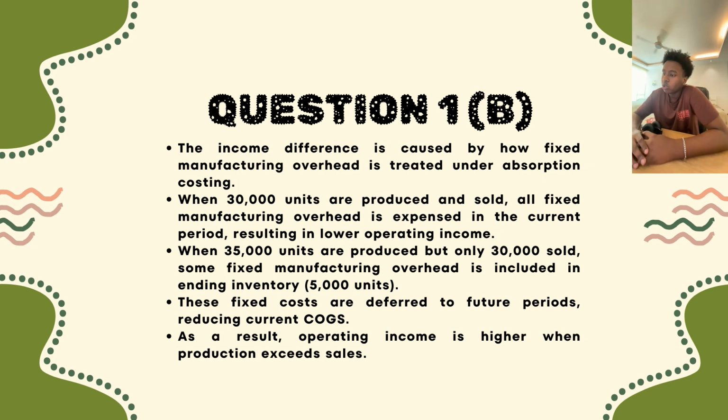When 35,000 units are produced but only 30,000 are sold, some fixed manufacturing overhead is included in the ending inventory, which is 5,000 units. These fixed costs are deferred to future periods, reducing the current cost of goods sold. As a result, operating income is higher when production exceeds sales.